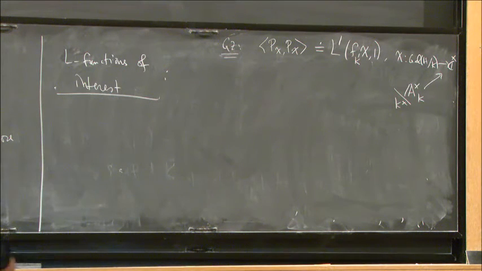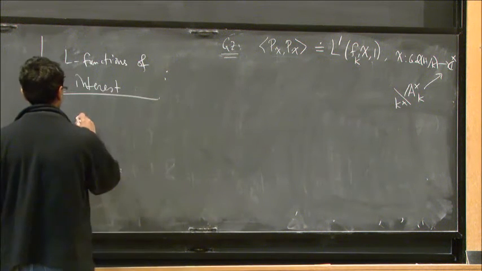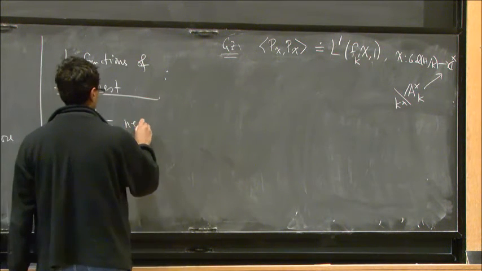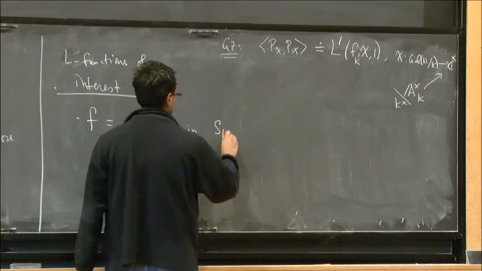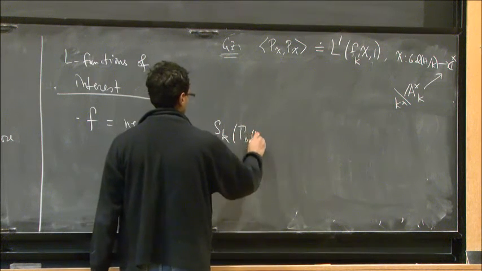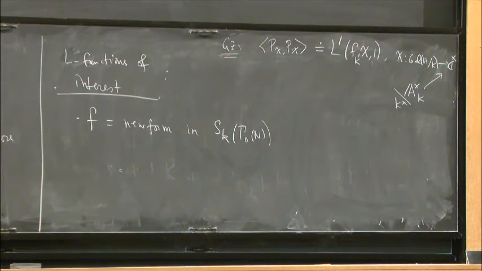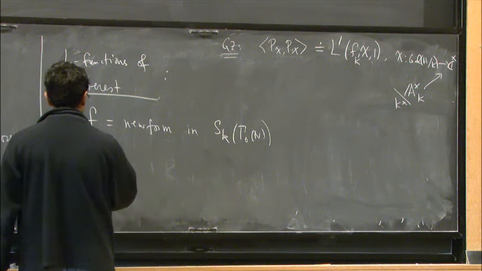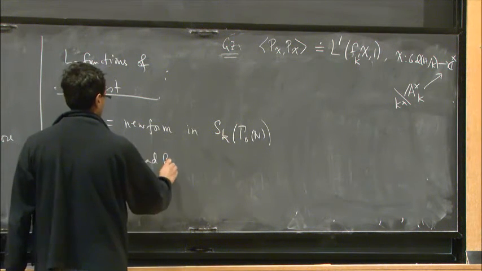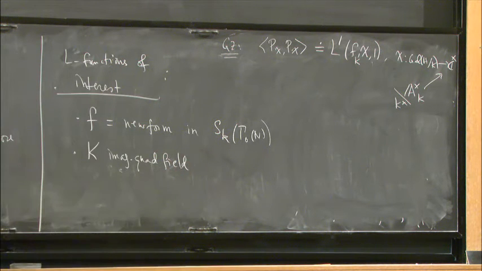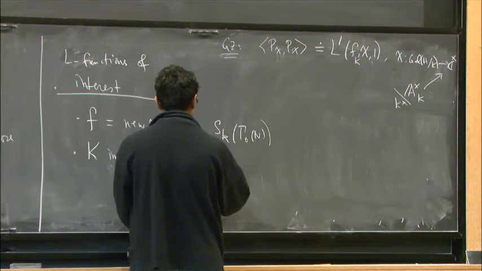Okay? So what I'm going to do is the L function that I'm going to look at is the following. I'll let f be a newform in, say, S_k of Gamma_0 of N. Because it's Gamma_0, k has to be even. I'll let K be an imaginary quadratic field. And I'll just assume for simplicity that K is unramified at N.